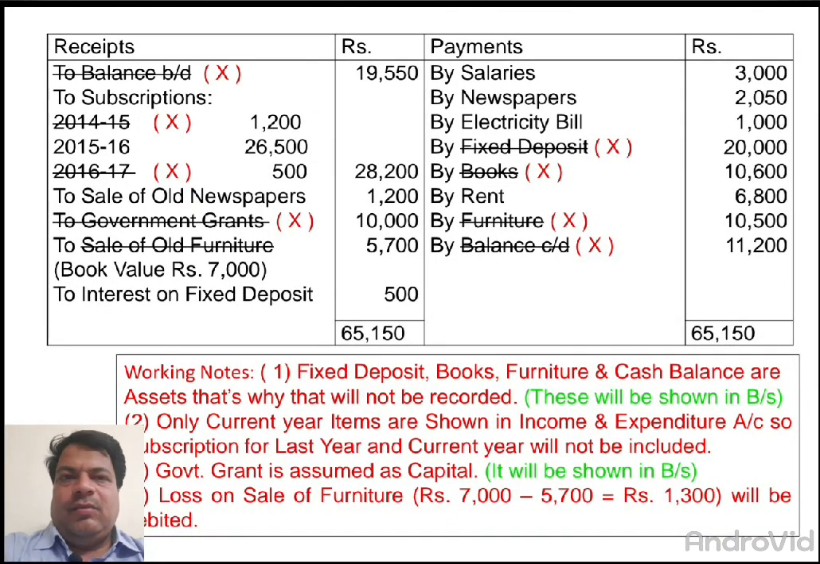This is what I explained to you in the previous slide: which items will not be transferred to the income and expenditure account. Fixed deposit, books, furniture and opening and closing cash balance are assets. That's why they will not be transferred. Only current year's items are shown in the income and expenditure account. Subscription for last year and next year will not be shown here. Government grant is assumed to be a capital receipt, that's why it will be shown in the balance sheet. Loss on sale of furniture, that is 1300 rupees, will be transferred to the income and expenditure account.